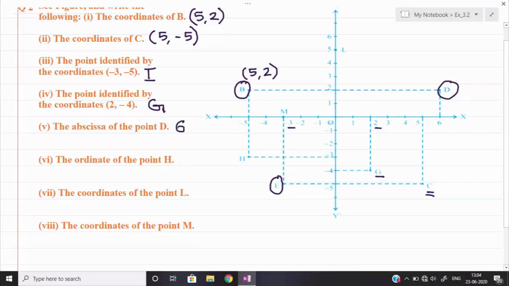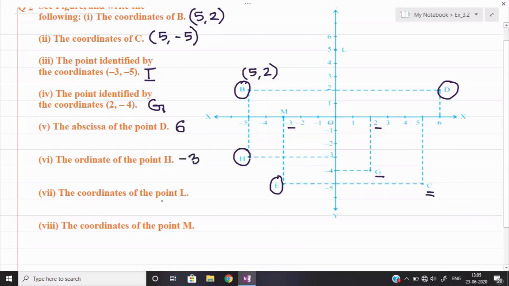here 6. Similarly, ordinate of point H. Ordinate means the y coordinate they are asking. Where is the point H over here? See, this is your point H. Okay, its y coordinate means vertical length. See, vertical length is this one. This vertical length is equal to minus of 3. So the ordinate will be here minus of 3.